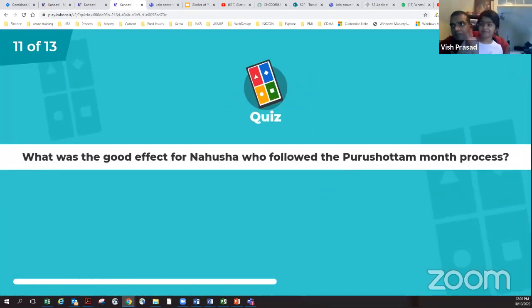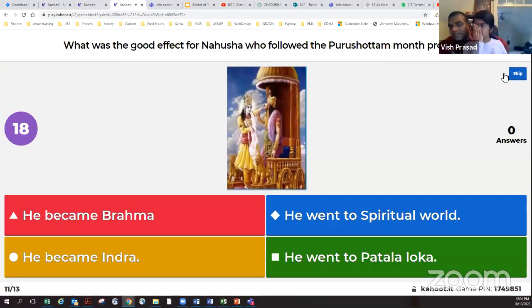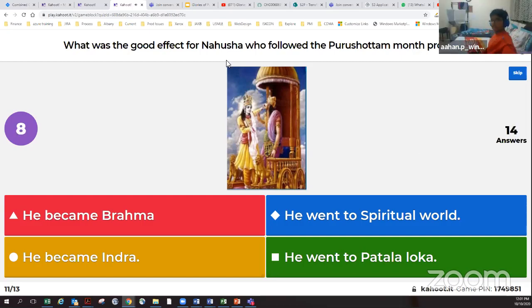What was the good effect for Nahusha who followed the Purushottam month process? He became Brahma, he became Indra, he went to the spiritual world, he went to Patala Loka. So Nahusha, we mentioned him. He followed the Purushottama month and prayers. Then he became what?